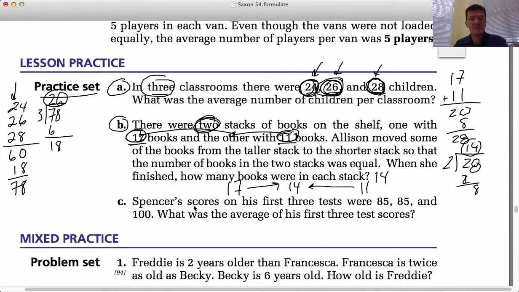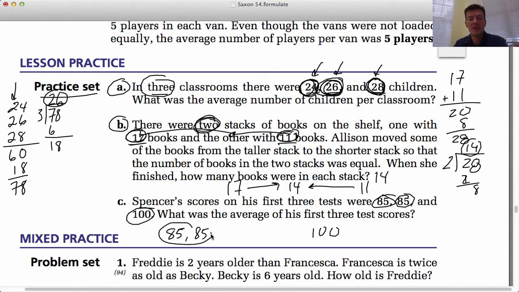All right, Spencer's scores on his first 3 tests were 85, 85, and 100. What was the average of his first 3 test scores? So we got 3 scores. We need a total of all the scores, and then we'll do the mathematics. Now again, let's just look at the numbers. 85, 85, and 100.